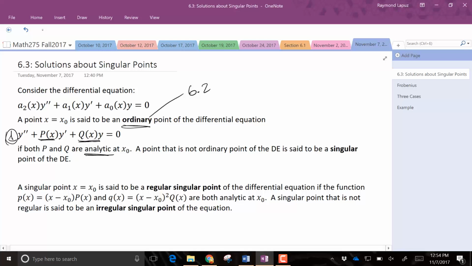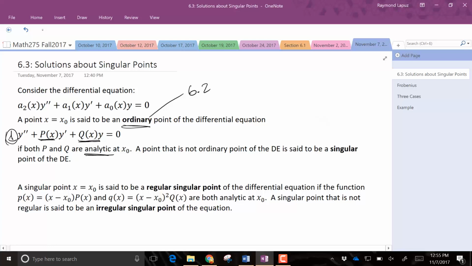And if our singular point in P is a singular point that's a linear singular point, and the singular point in Q is a quadratic singular point, then that's defined to be what's called a regular singular point.